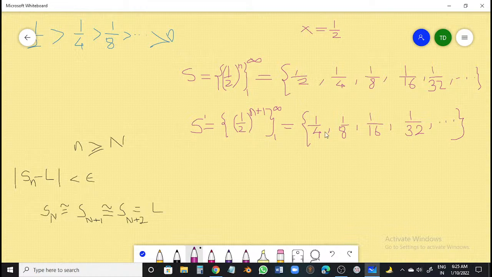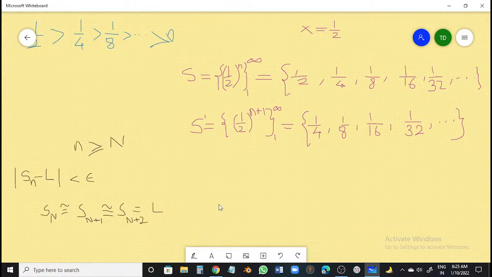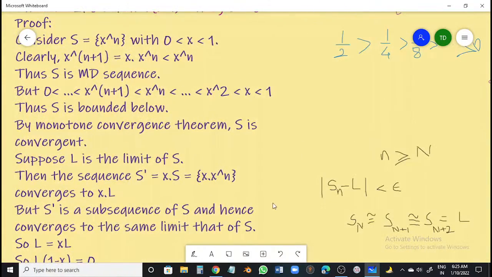So all the terms after half, they are enclosed in this bracket excluding half. What I mean is, s dash is a subsequence of s, and this subsequence is also having the same kind of property. So it is again convergent. We all know a subsequence of a convergent sequence is also convergent and converges to the same limit. So this concept we have used while proving this.